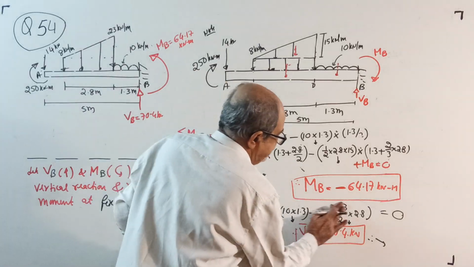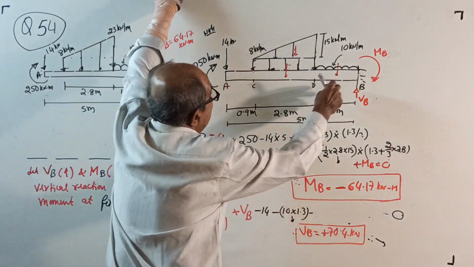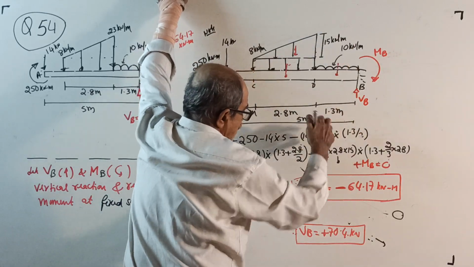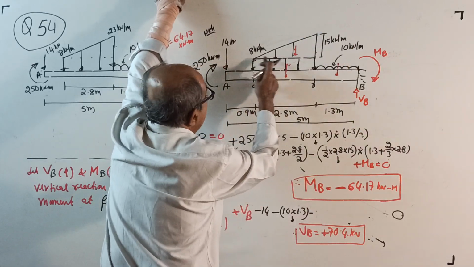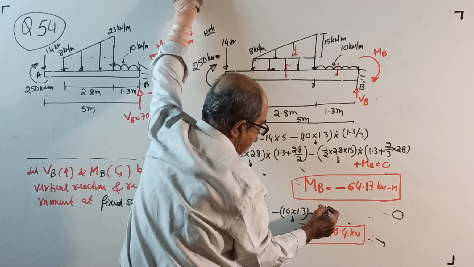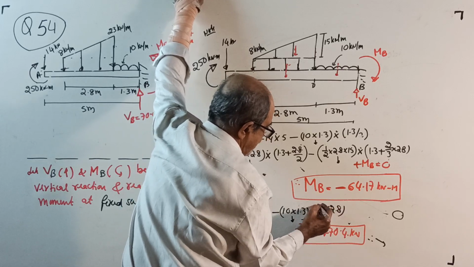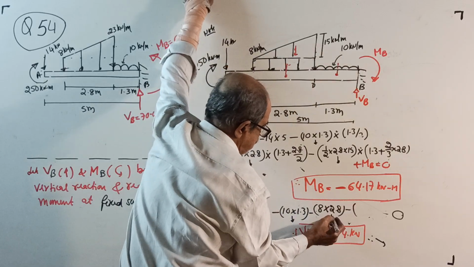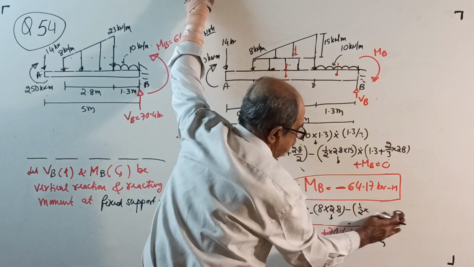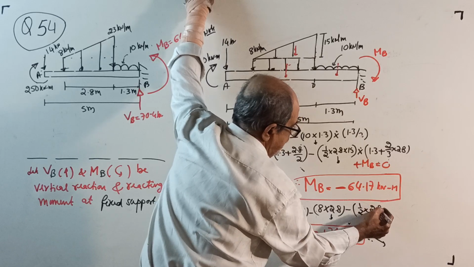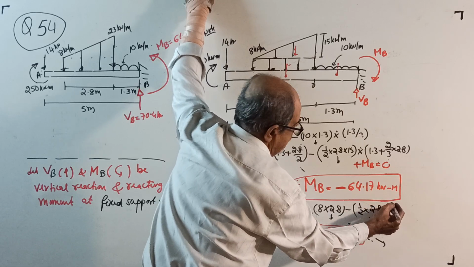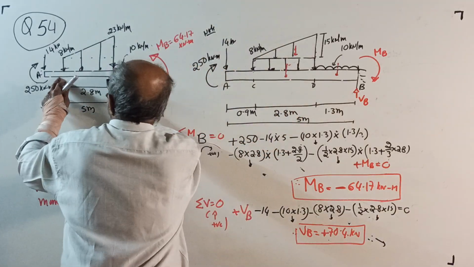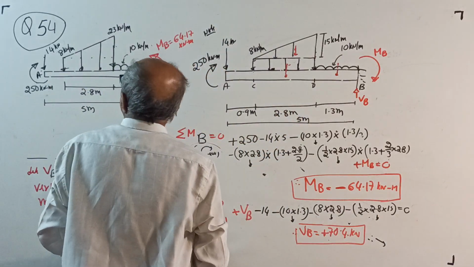Sigma V equals 0. This all will remain same, but this will become VB minus 14 minus 10 into 1.3. Again minus 8 into 2.8, one more UDL. Again minus this uniformly varying load, total load half into 2.8 into 15, equal to 0. You get the same VB. Therefore, enter the answer. Question 54 over.